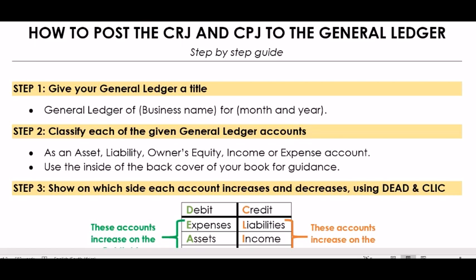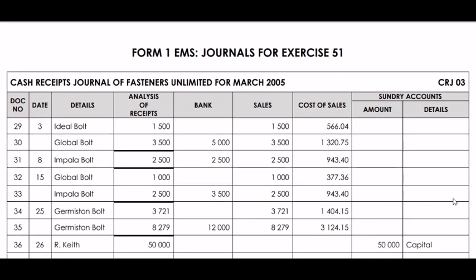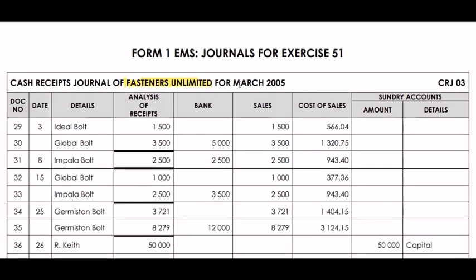Well, these guidelines. Step 1 says give your general ledger a title, and it must always say the general ledger of the business's name for the month and the year. So if you go and look at my general ledger, I said it's the general ledger of Fastness Unlimited for March 2005. How do I know that? Because we gave you the CRJ and the CPJ that goes with this general ledger, and the CRJ and the CPJ says the company's name is Fastness Unlimited and the month and the year is March 2005.